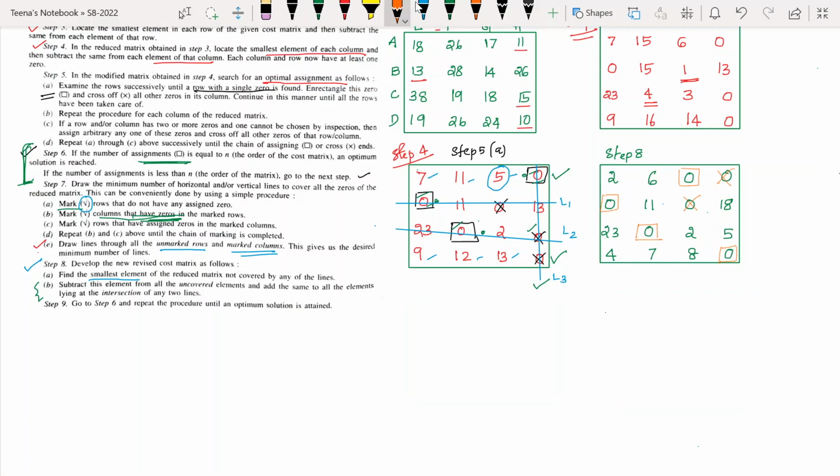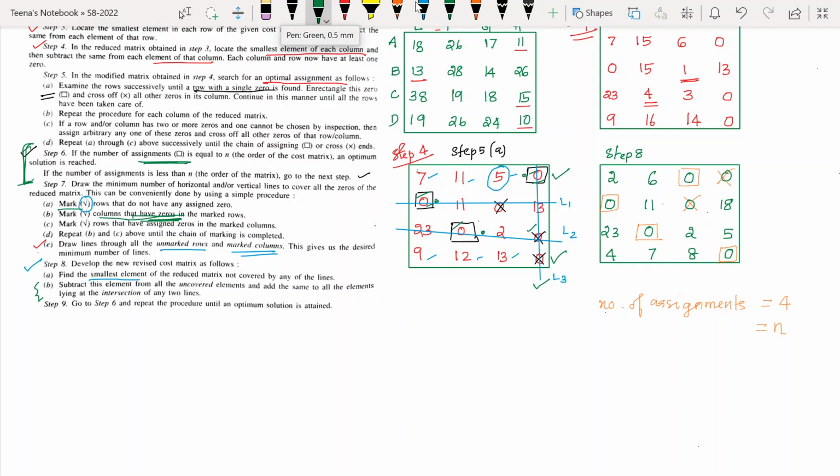Why is it so? Because the number of assignments, which are done with the help of rectangles, is 4, that is equal to the order of the matrix. So now the solution is over. We have completed the whole procedure and we reached the optimum solution. Now let us just read this optimum solution. Let us see how this optimum solution can be read.